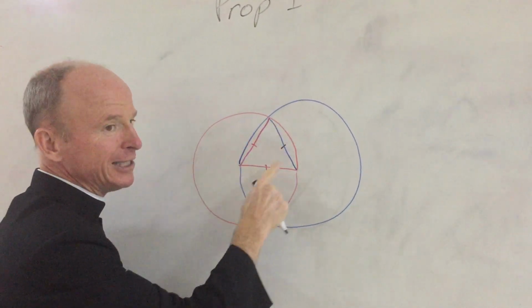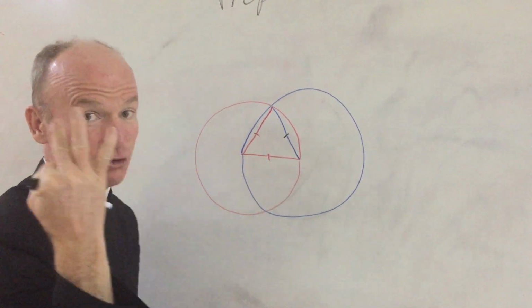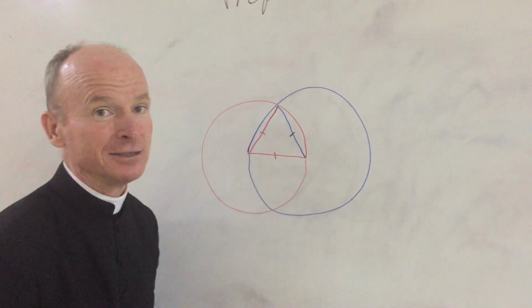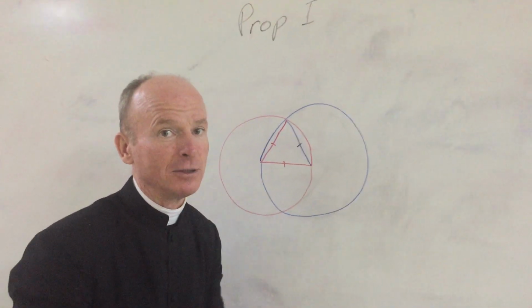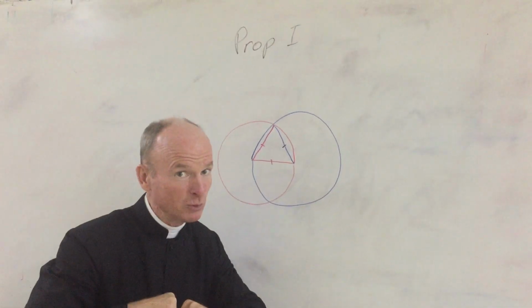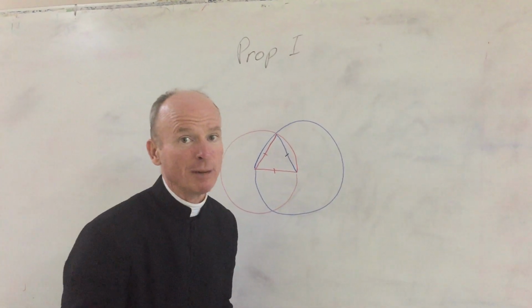So all of these sides are equal. Therefore, it's equilateral, and it's clearly a triangle because it has three sides. Quod erat demonstrandum. We've constructed an equilateral triangle. Two things equal to the same thing are equal to each other. Never forget that, and always apply it in your propositions.